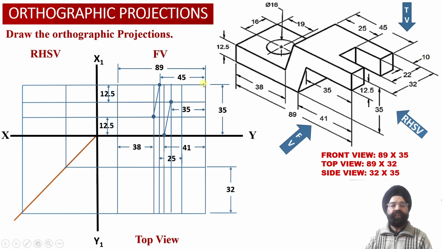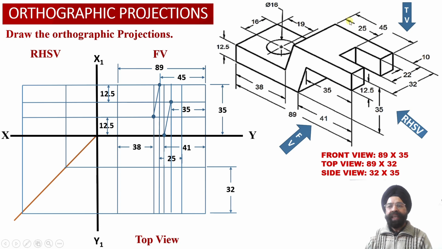Another information is available with us regarding this horizontal web at the top. What is that information? There is a rectangular slot which is provided onto this horizontal web which is available onto the top surface of the solid. How do we locate this rectangular slot?